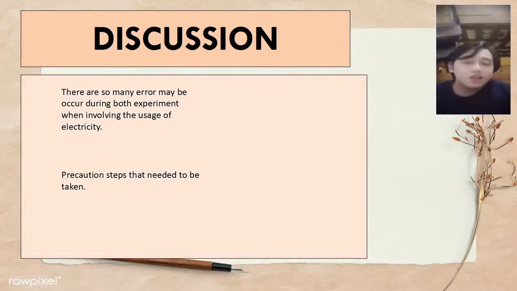Question part. As we know, every experiment has errors. For this experiment, the reading is slightly different because energy tends to disperse to the surroundings. And for the precaution steps, make sure our eyes are perpendicular to the voltmeter scale, and also the setup of the apparatus must be properly connected. If not, the reading will change slightly.